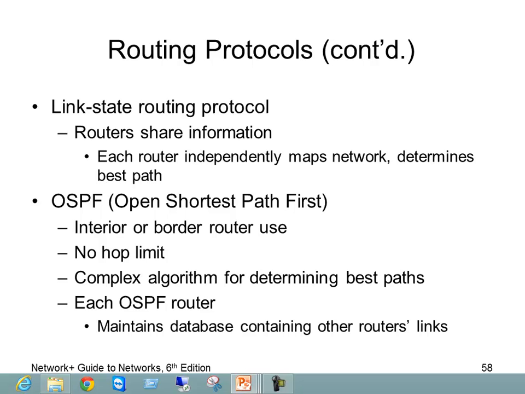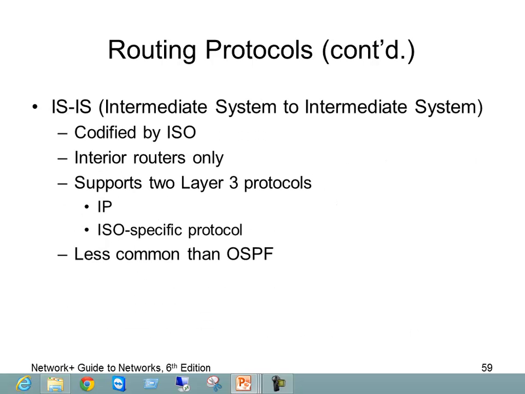So it's Open Shortest Path First. It has no hop limit. It uses a complex algorithm to determine the best path. But each router has to maintain a database containing the other routers' links. Another one is called IS-IS, or Intermediate System to Intermediate System. This one's for interior routers only, and it supports 2 layer 3 protocols. It's less common than OSPF, but it's an open source version.